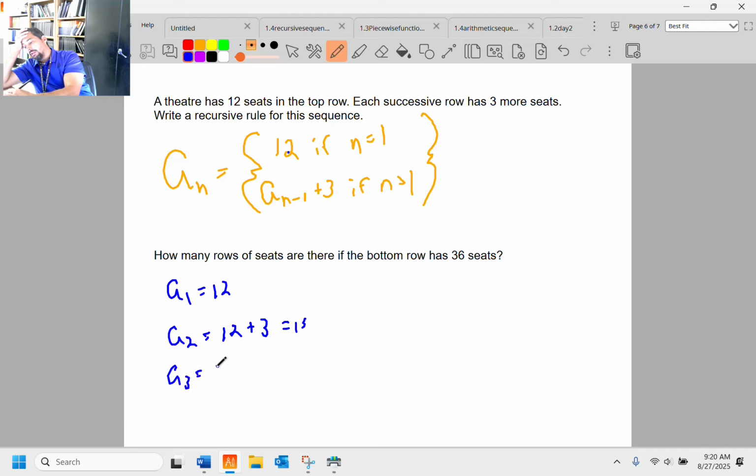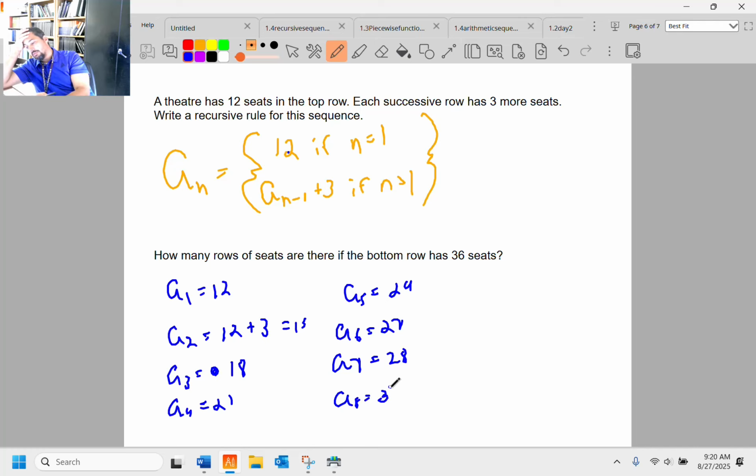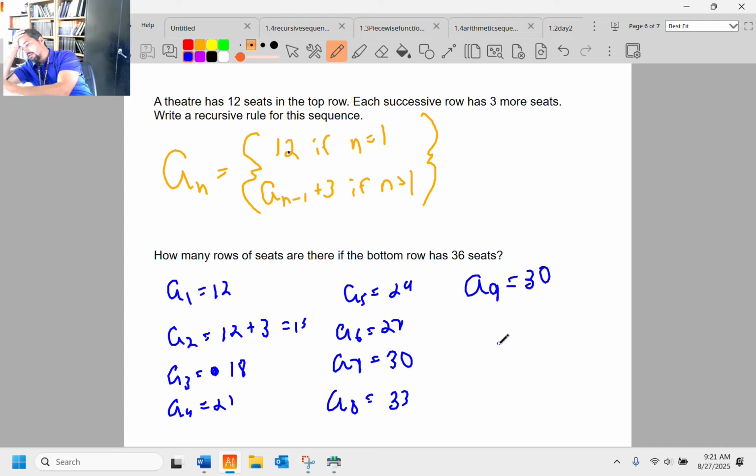The third row would be 18. The fourth row would be 21. The fifth row would be 24. The sixth row would be 27. The seventh row would be 28. The eighth row would be 30. I've made a mistake somewhere apparently. It's right there. I said that the seventh row was 28. It's not, it's 30. The eighth row is 33. And finally, the ninth row is 36. So there are 9 rows. It's not hard, it's just tedious, I guess.